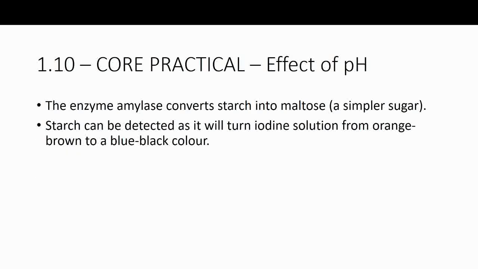1.10 looks at the core practical on the effect of pH on enzymes. The enzyme amylase converts starch into maltose, which is a simpler sugar. Starch can be detected as it will turn iodine solution from orange-brown to a blue-black colour.